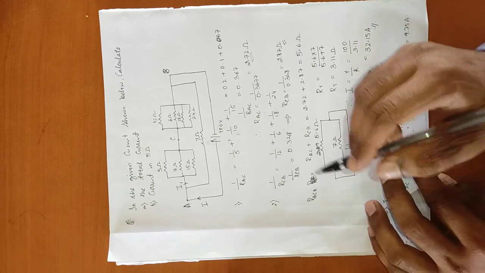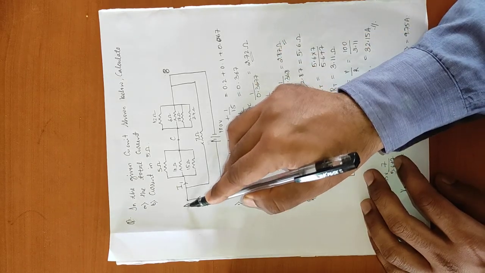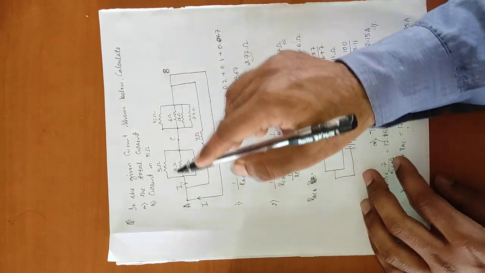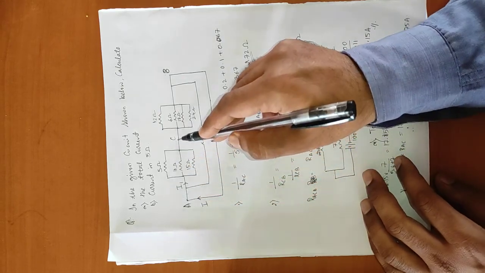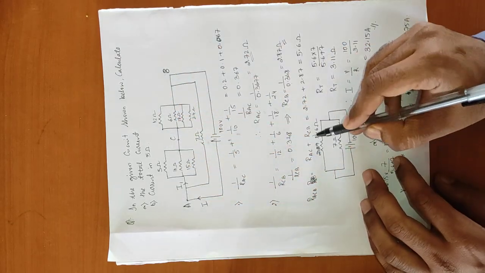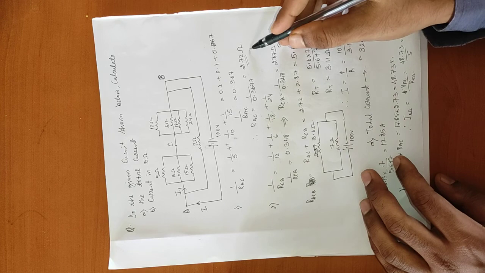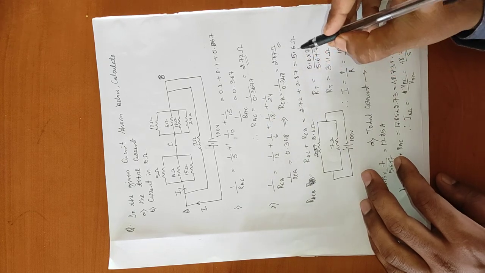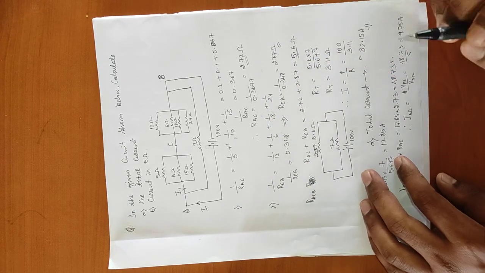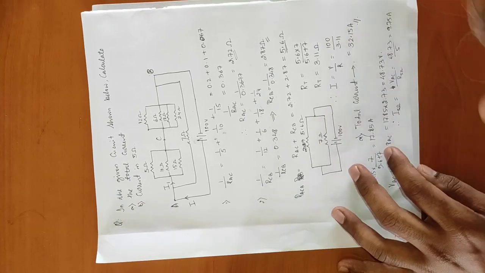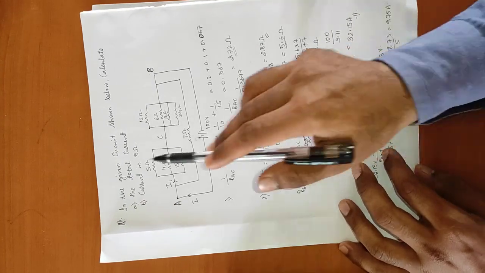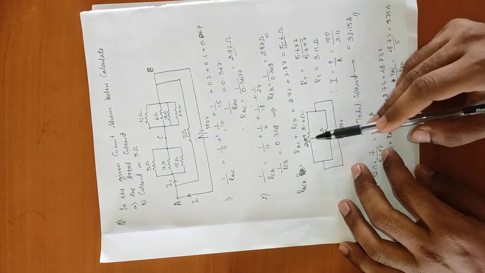Now the total RACB is RAC plus RCB. Therefore 2.72 plus 2.87. So the total answer is 5.6 ohm. Now the circuit has reduced. If you calculate this part, we are getting only 5.6 ohm.